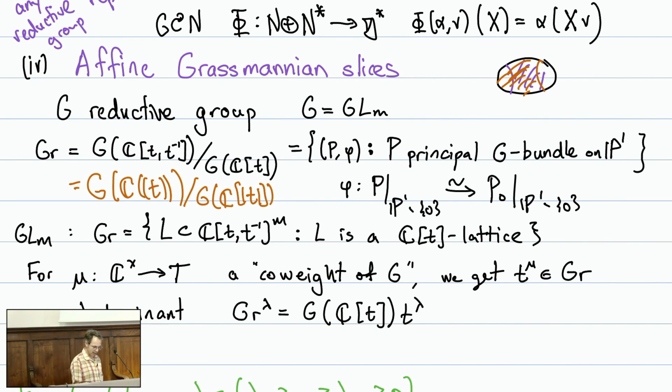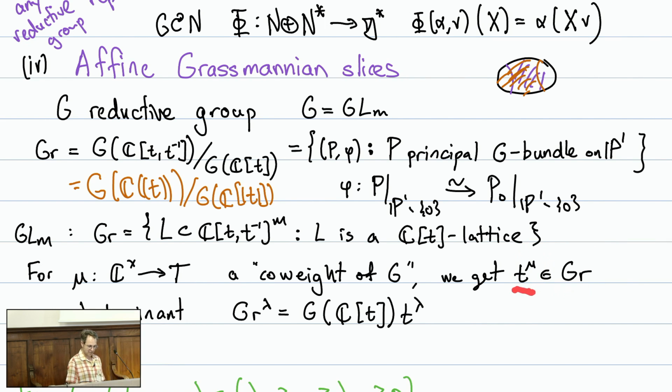Given a mu, which will be a homomorphism of algebraic groups from C star into T, where T is the maximal torus of G. Such a thing is called a coweight of G. We get a point called t to the mu in the Grassmannian.